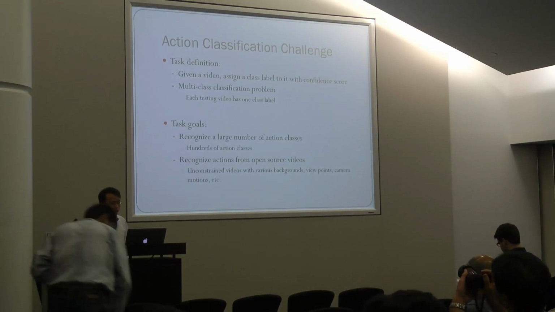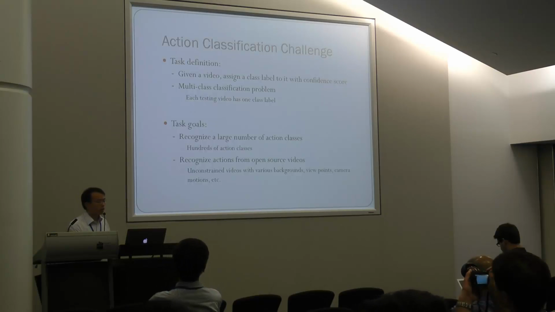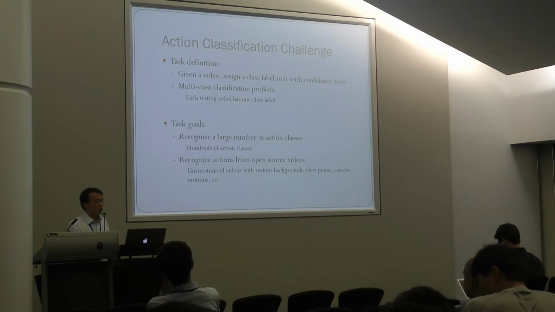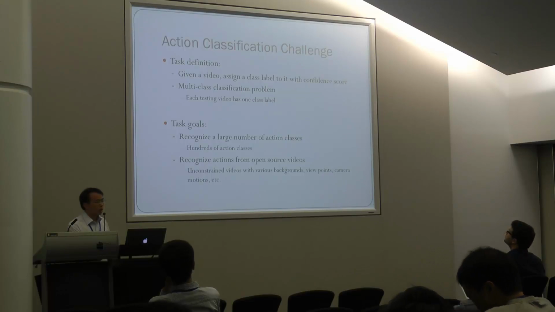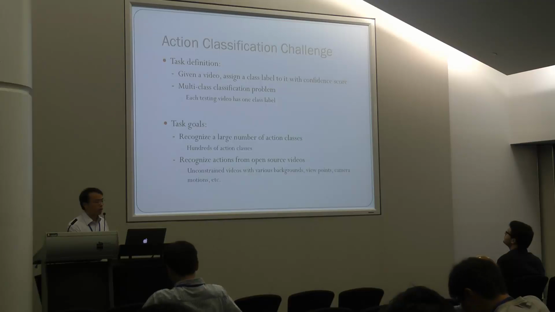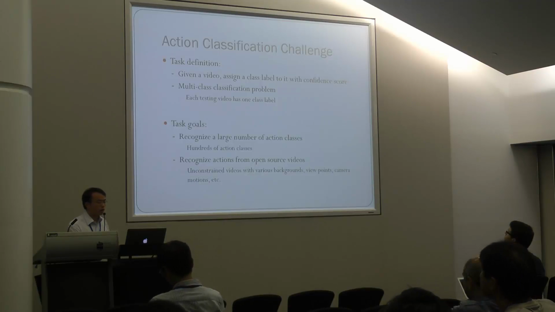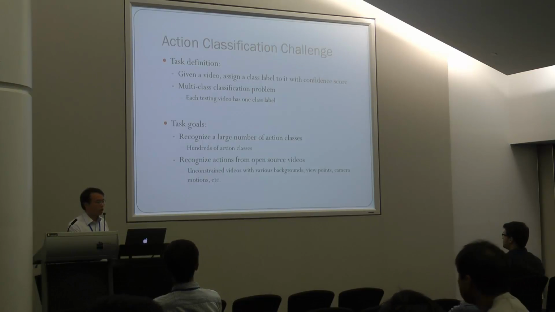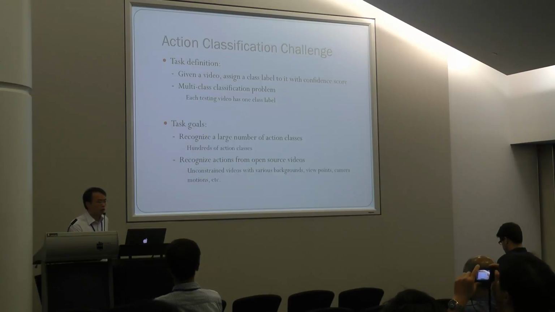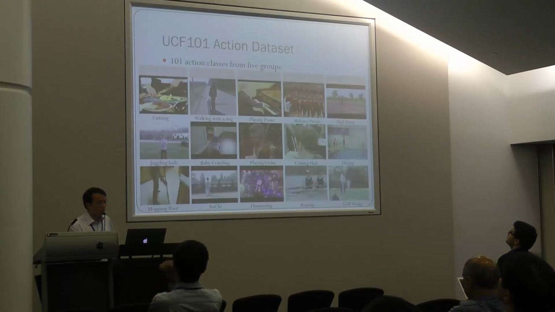So the action classification task is that, given a video, we try to assign a label to the task videos. And this year we chose this problem as a multiple class classification problem. The goal is to recognize a large number of action classes from videos in the wild. This kind of video is supposed to be very unconstrained, with various backgrounds, viewpoints, and camera motions, something like that.